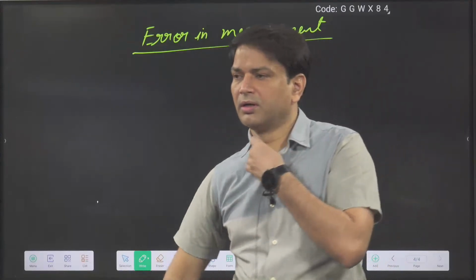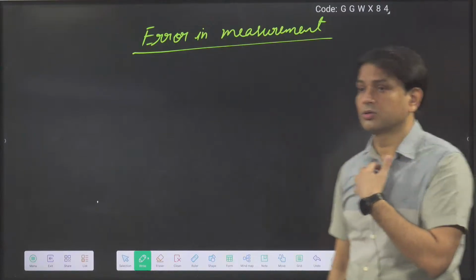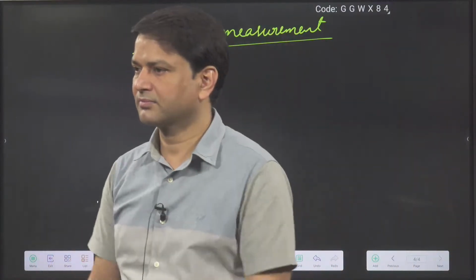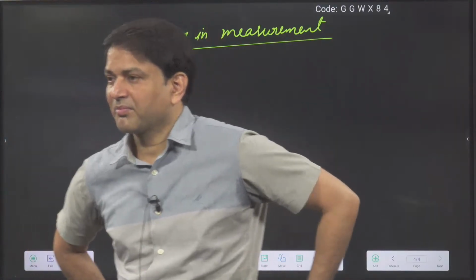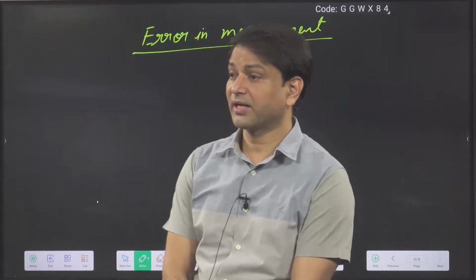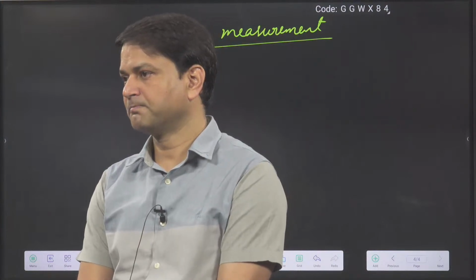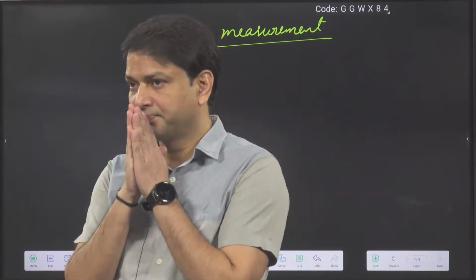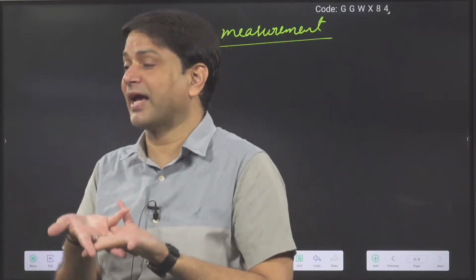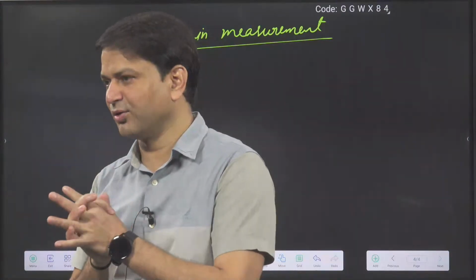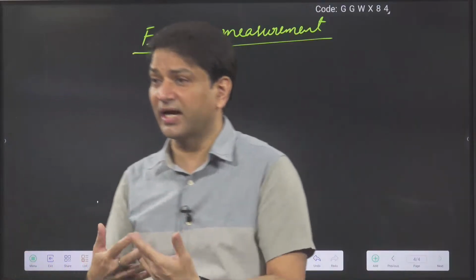Okay. Now, error is the important topic of this chapter. So what is error? Who will say what error is? Error means what? You are saying error is a mistake. But one thing, error is not a mistake. Basically, we can say error in the measurement.